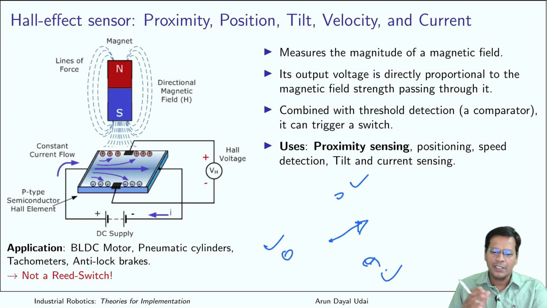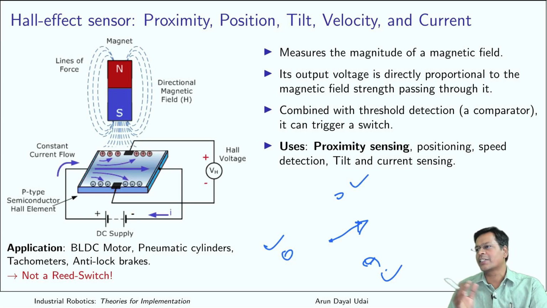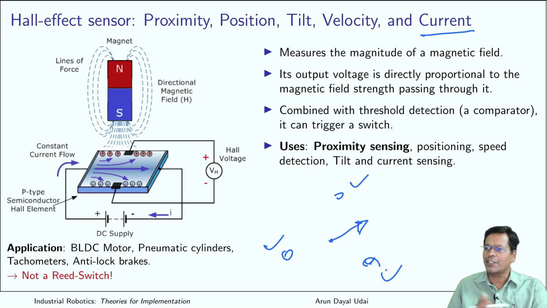So Hall effect is a multi-dimensional sensor which can be used to detect proximity, position, tilt, velocity, current. Current is related to torque, so it can be used to detect torque. Once you can detect current, you can relate so many things, right? So this is a very useful sensor. It is very simple, and because it is non-contact in nature, hardly anything is there to get damaged.